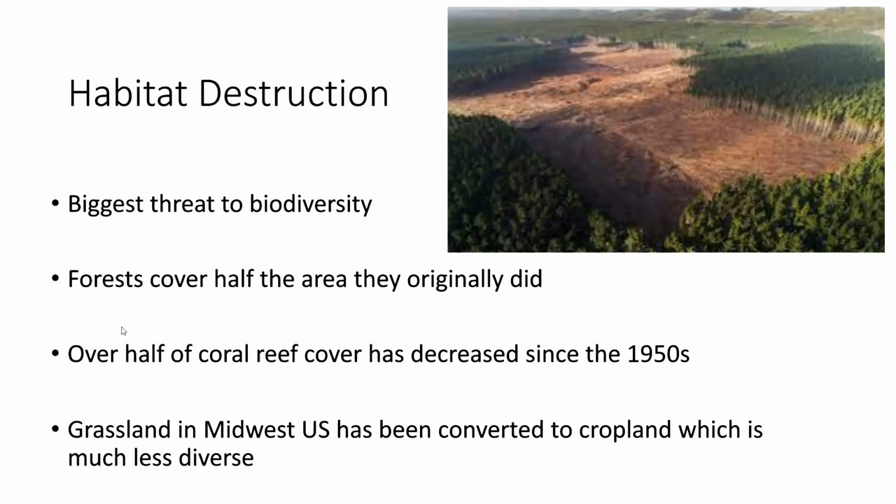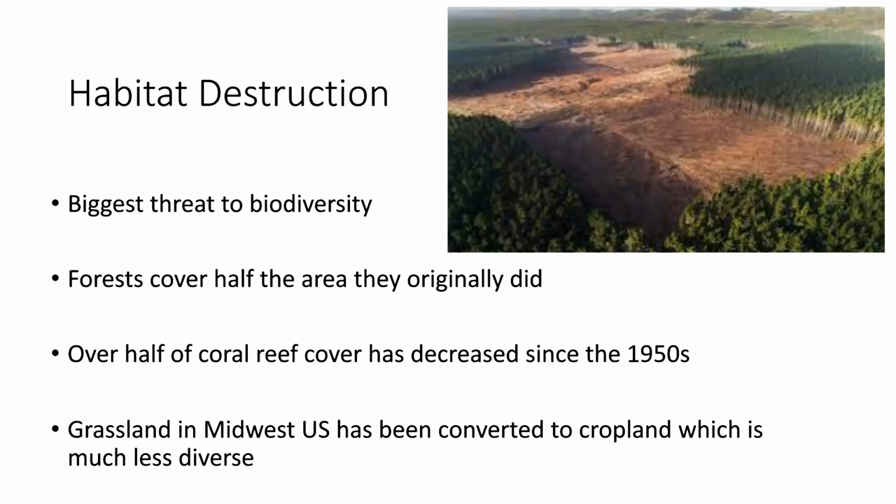And we see similar things on an even larger scale in the Amazon rainforest, which we already talked about a little bit as well. We'll also talk about the destruction of the coral reef. Since the 1950s, over 50% of coral reefs on the planet have been lost. And then I already talked about it a little bit, but just the Midwestern United States, that was once temperate grassland. A lot of that grassland has been replaced with agriculture.